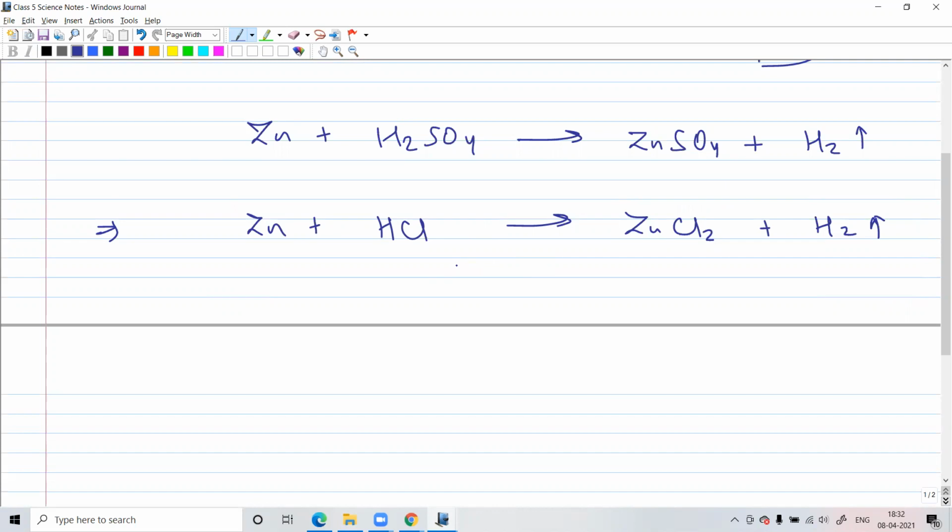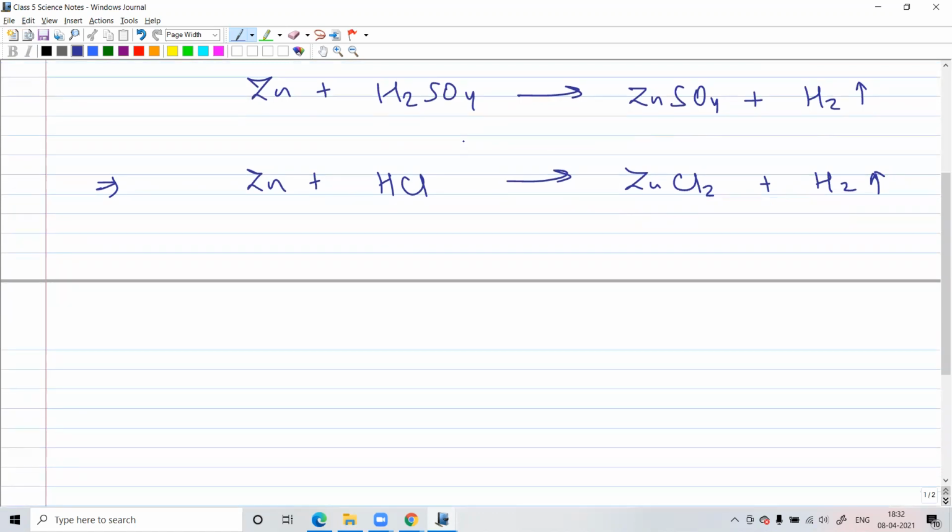Sir, doesn't look like it. Okay, so how can we confirm that it's balanced or not balanced? Sir, it looks like it's imbalanced because for hydrogen on the left side it is single and on the right side it is double. Yes. And for Cl also the same, sir. If we put 2 before HCl, then it will become balanced. Yes, that's good.